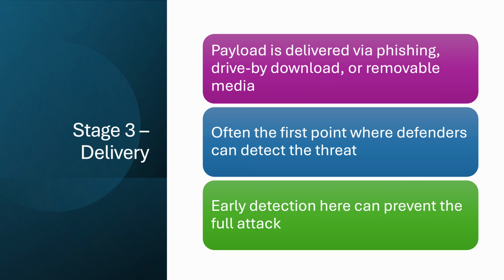Next comes delivery, and this is often where the SOC gets its first chance to intervene. The attacker now sends the payload to the victim. It could arrive through a phishing email, a drive-by website, or even a USB dropped in a parking lot. This stage is all about getting the weapon into the environment. Phishing remains the most common method because it targets the weakest link: people. If you can detect and block that malicious attachment, that suspicious domain, or that fake login page here, you've already broken the chain before the attack gets serious.